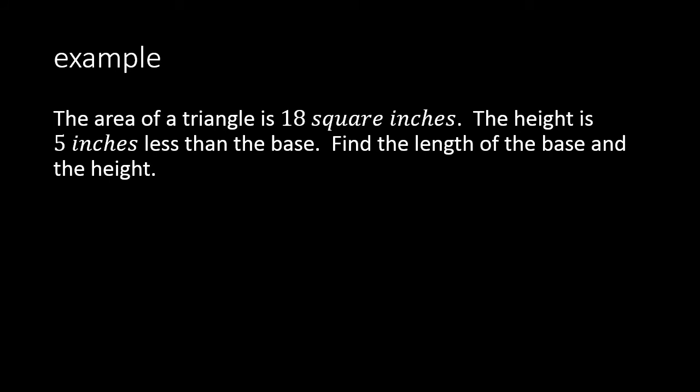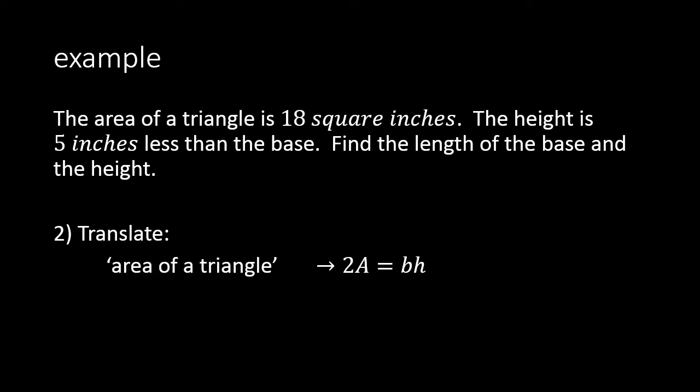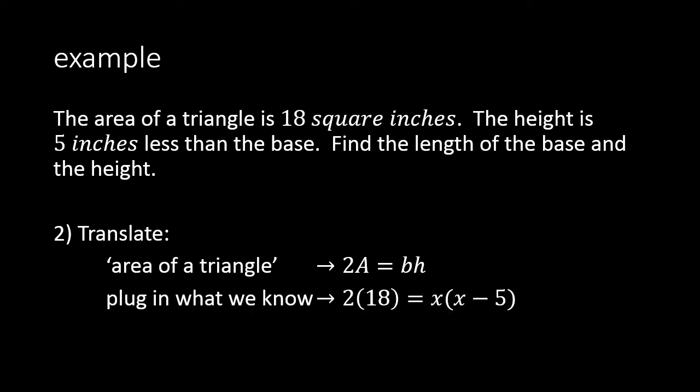Okay, so now that we know exactly what we're looking for and we gave it a variable name, it's time for the second step. Let's translate. So, looking at this problem, I already translated a little bit with having to label and define what I'm looking for. But now the very first sentence is that I'm looking at the area of a triangle. And luckily I have that formula memorized from earlier, where 2 times the area equals the base times the height. And now we just plug in what we know. The area, or A, was 18. B for the base was x, and h for the height was x minus 5. And we're done. We've translated. We've actually done half of this problem already.